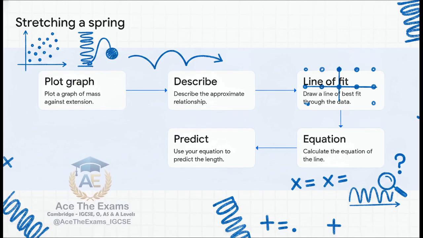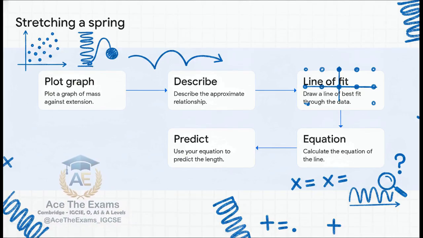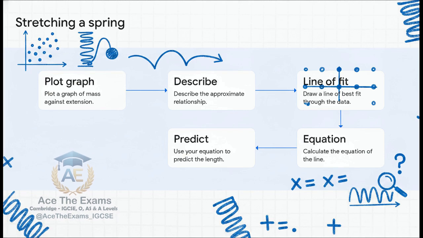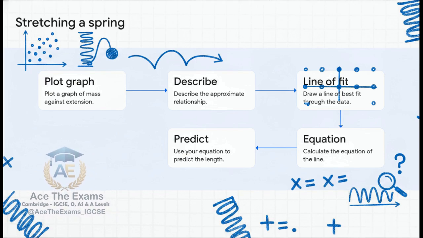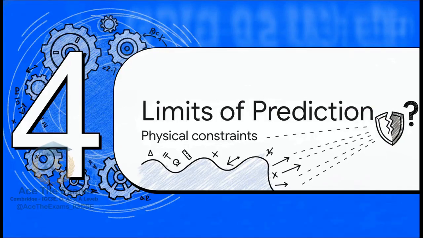Fourth, we calculate the actual equation of that specific line. And finally, step 5, we use our brand new equation to predict outcomes we haven't even tested yet. We literally just turned raw physics data into a predictive mathematical model. How cool is that? Next up, section 4, the limits of prediction.